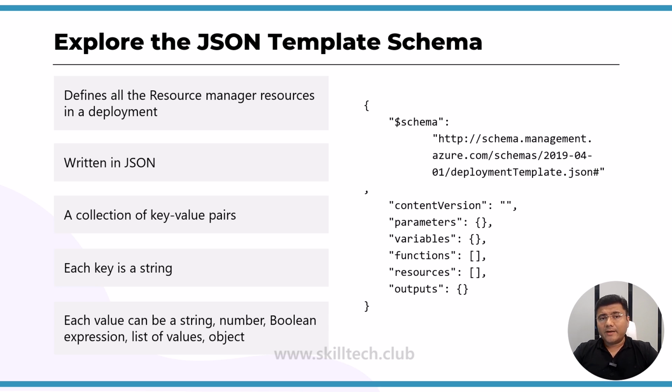Each value which you're providing for this key is going to be a string. It can be a number, boolean, some kind of logical expression, or maybe it's going to have a list of values or just an object. It can have any of these types of values associated with that.